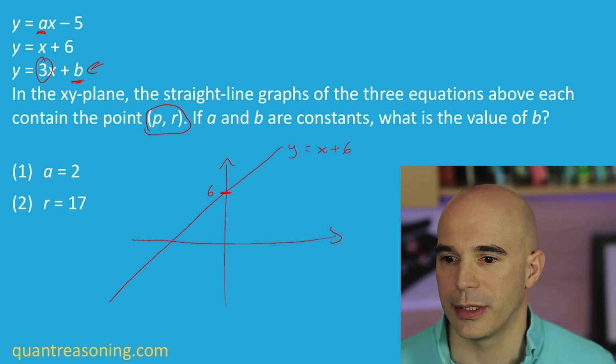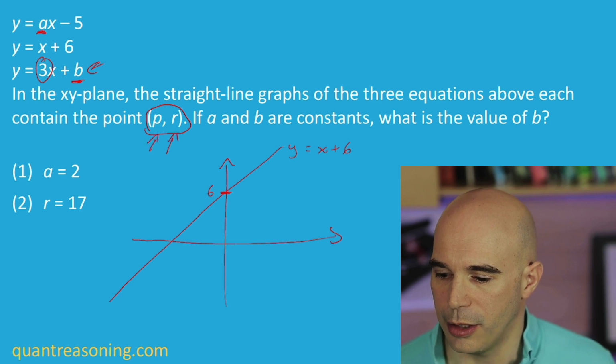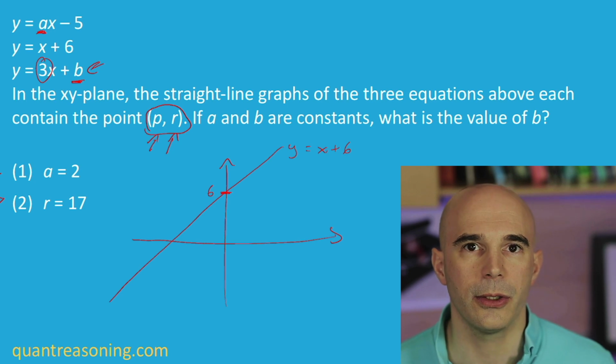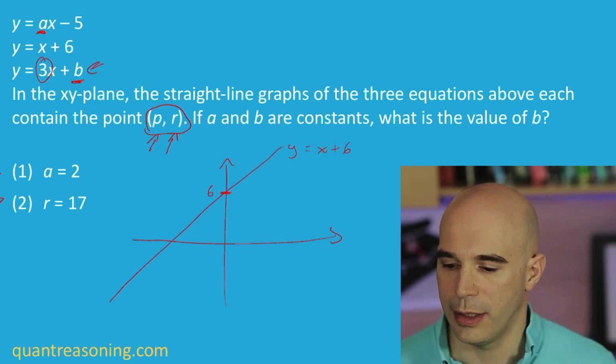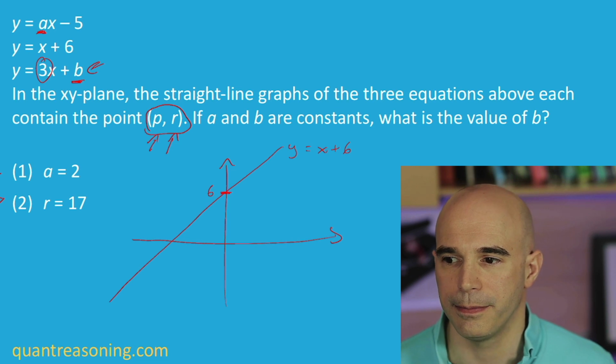Yeah, I know exactly what the 2 lines look like, I can tell where they intersect, and then I would be able to find the values of P and R. Which means that statement 1 implies statement 2. If I know statement 1, I can infer statement 2 on my own. I don't need them to give it to me.